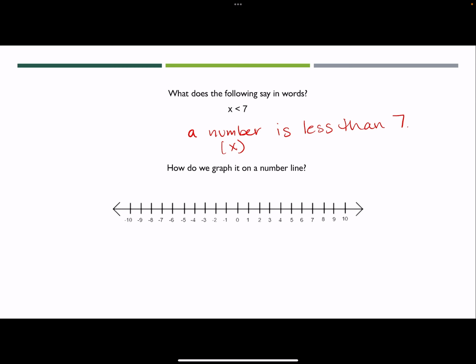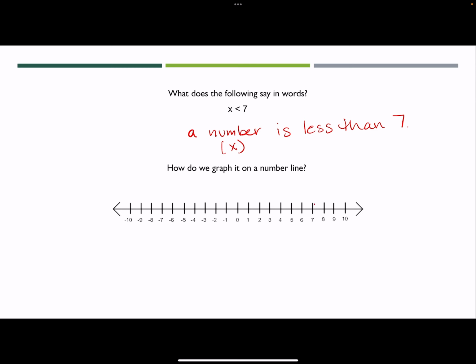So think about the numbers that are less than 7. Think about your number line that I have drawn here for you. The numbers that are less than 7 are like 6, 5, 4, 3, 2, 1, 0, but also all these negative numbers, -1, -2, -3. They're all less than 7. All negative numbers are less than 7, right? So my solution actually starts at the number 7. But here's the thing, it doesn't include 7. 7 is not less than 7.